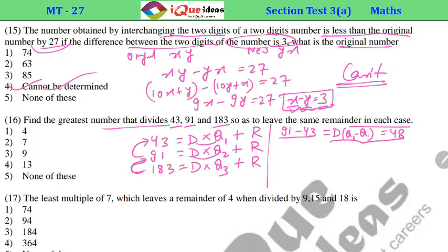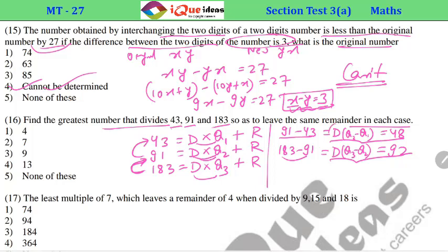Similarly, 183 minus 91. Let's say this will come out to be d into Q3 minus d into Q2. So that is d into (Q3 minus Q2), which is equal to 183 minus 91, which is actually 92. Right? This is another relation.